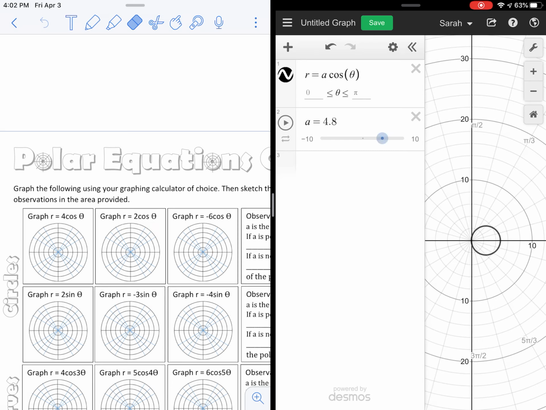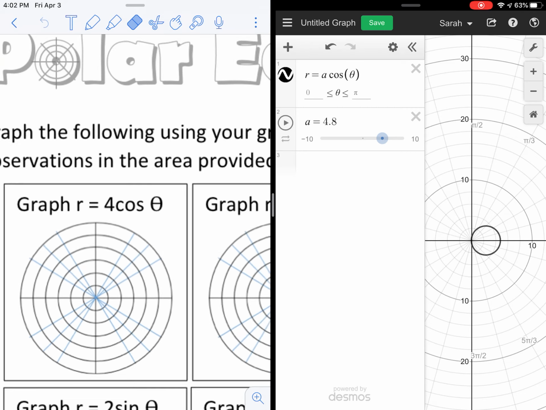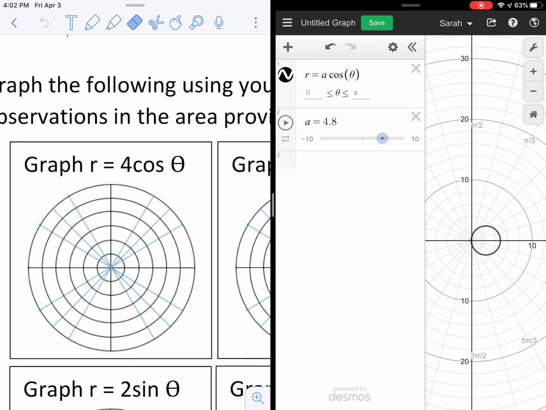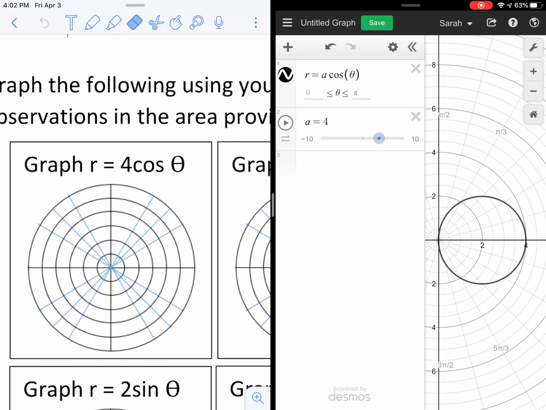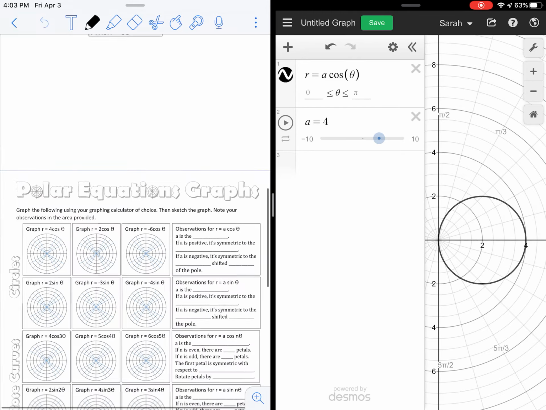The whole point of this activity is to understand how different values are going to change the given equation. So notice that if you have a number in front of the cosine theta, that number is going to tell you about your graph. Specifically, if you notice, and we can even zoom into the graph, that number right there is giving us the diameter of the graph.